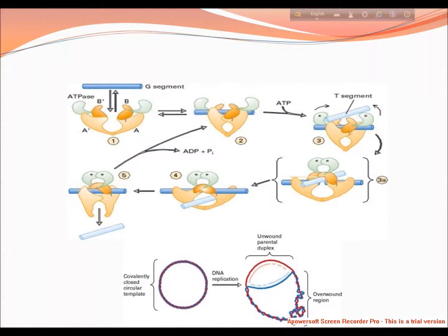Each monomer of the enzyme has a domain that binds ATP. This ATP binding leads to a conformational change that strongly favors the coming together of the two domains.